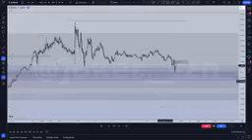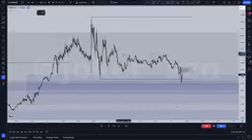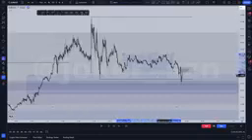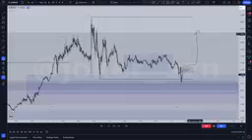And our narrative is we have an AMD here, right? We have a range here, and we now want to see the manipulation, and then we want to see now the distribution to the upside, right? So this is our lower time frame narrative, right?